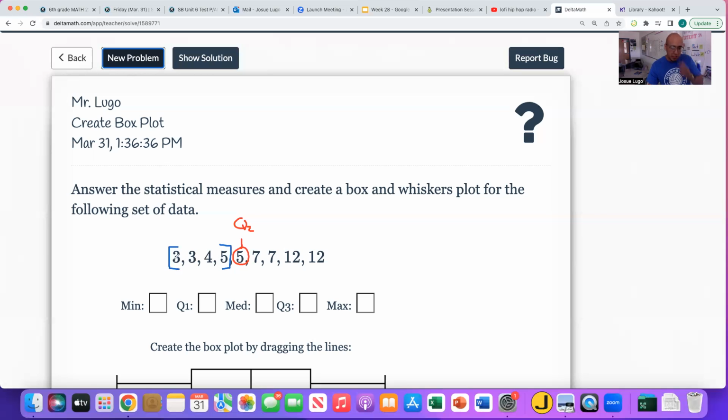Now let's find the median here. 1, 2, 3, 4. So there's 2 points in the middle. We have 3 and 4. So 3 plus 4 is 7. 7 divided by 2 is 3.5. That is my Q1. And then here on the upper half, we have 2 points again. We have 7 and 12. 7 plus 12, that is 19. 19 divided by 2 should be 9.5.